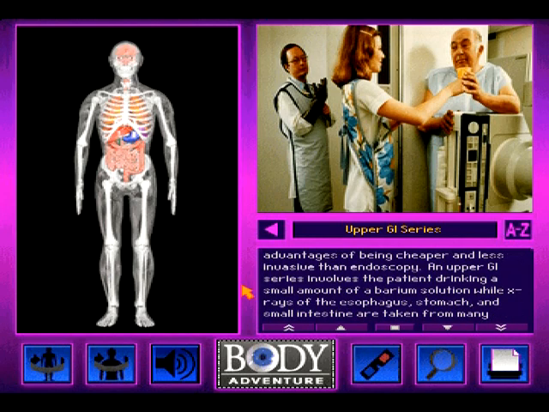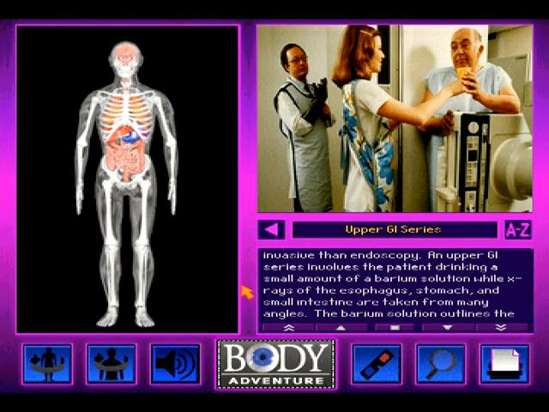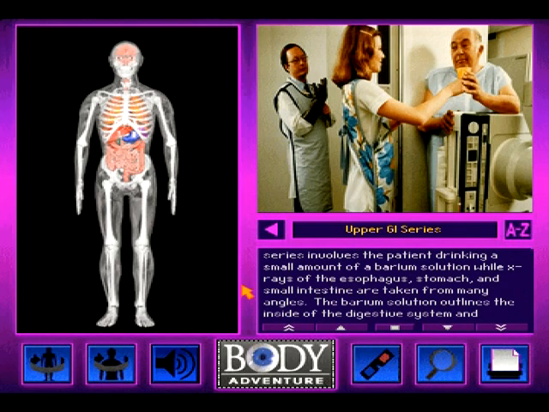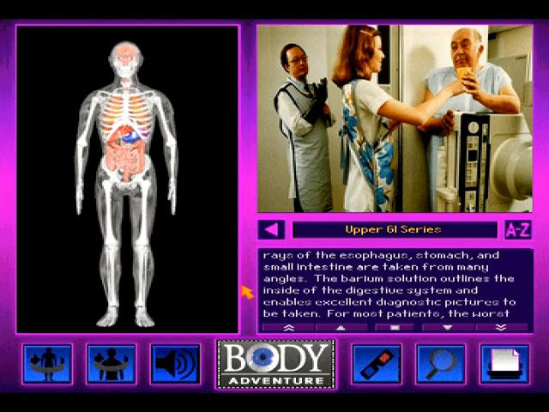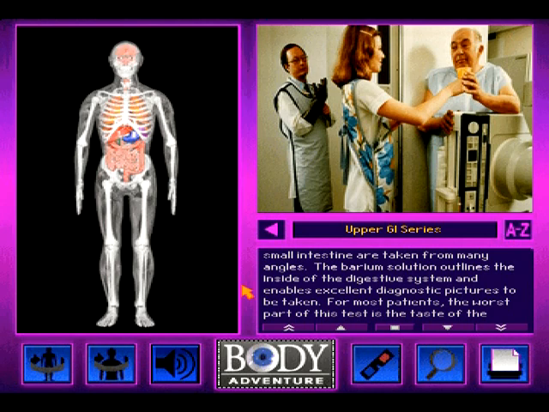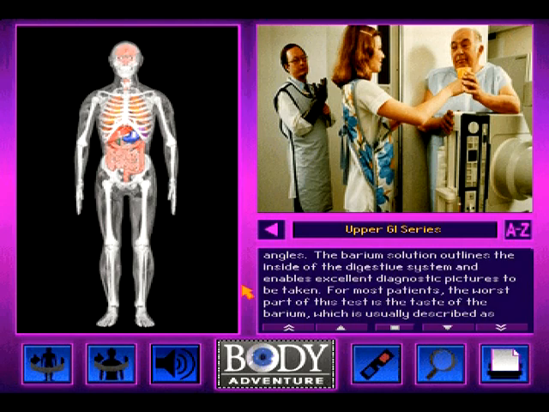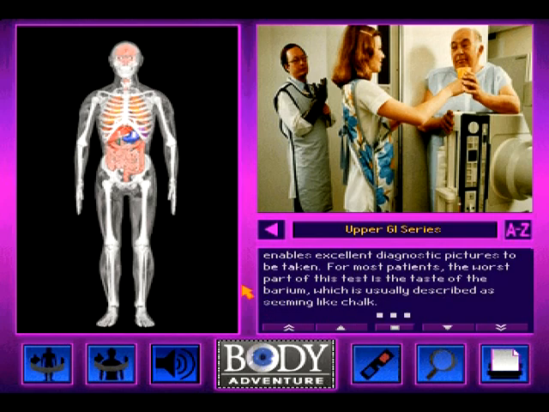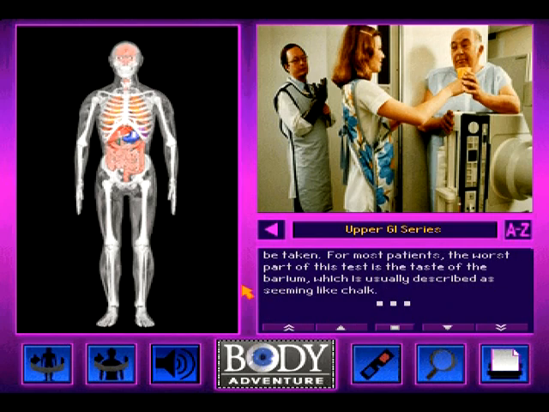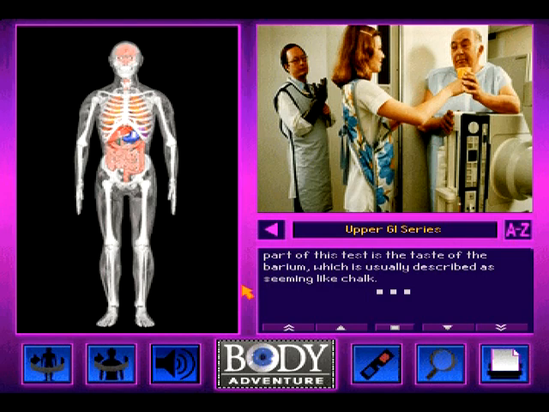An upper GI series involves the patient drinking a small amount of a barium solution, while X-rays of the esophagus, stomach, and small intestine are taken from many angles. The barium solution outlines the inside of the digestive system and enables excellent diagnostic pictures to be taken. For most patients, the worst part of this test is the taste of the barium, which is usually described as seeming like chalk.